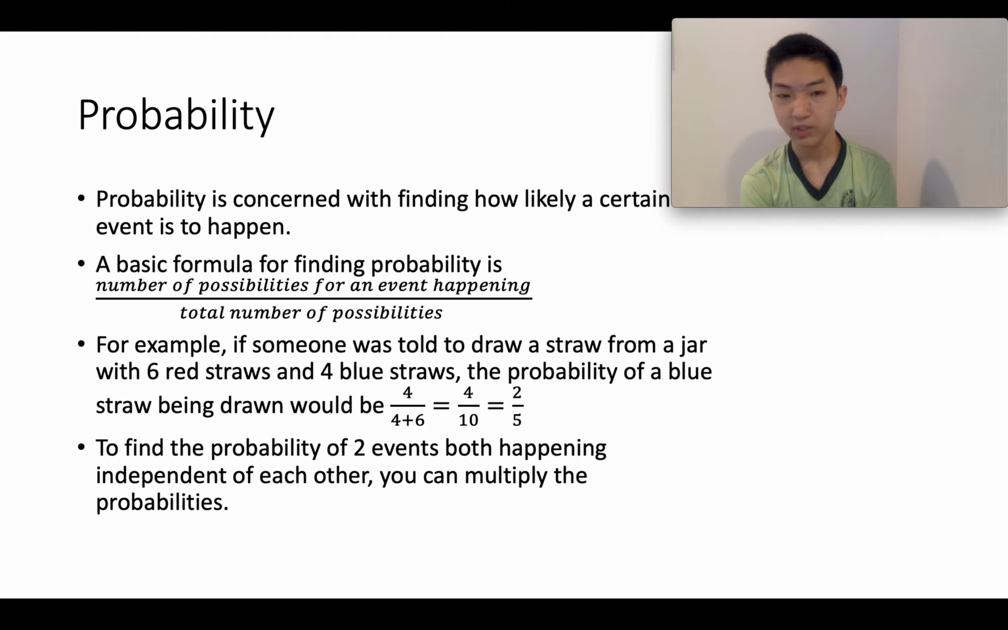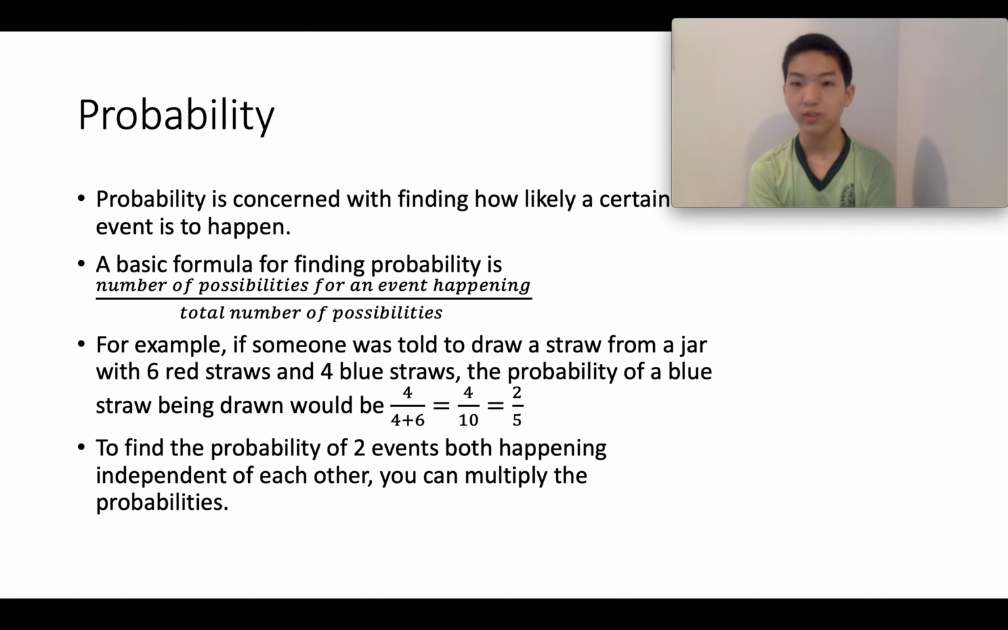To find the probability of 2 events both happening independent of each other, you can multiply the probabilities. So say, for example, you want to find the probability of 2 blue straws being drawn, assuming that you replace the straws after they're drawn. Since the first drawing doesn't affect the second drawing because we replaced the straws, you can just multiply 2/5 times 2/5 and you get 4/25, which is the probability of 2 blue straws being drawn, assuming you replace the straws after you draw them.